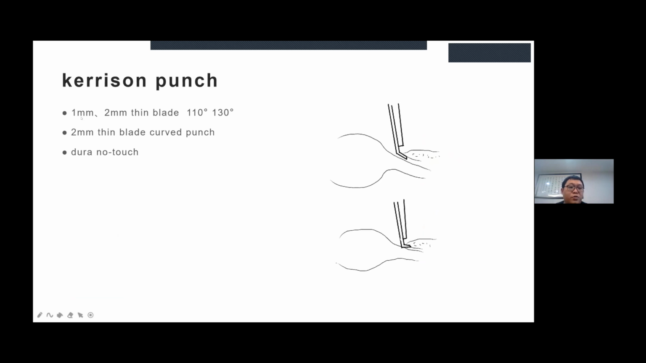Kerrison punches include 1 millimeter and 2 millimeter thin blade, 110 degree and 130 degree. And the 2 millimeter thin blade curved punch is used for the cervical ULBD. We master the dural no touch technique. This is the angle Kerrison punch.